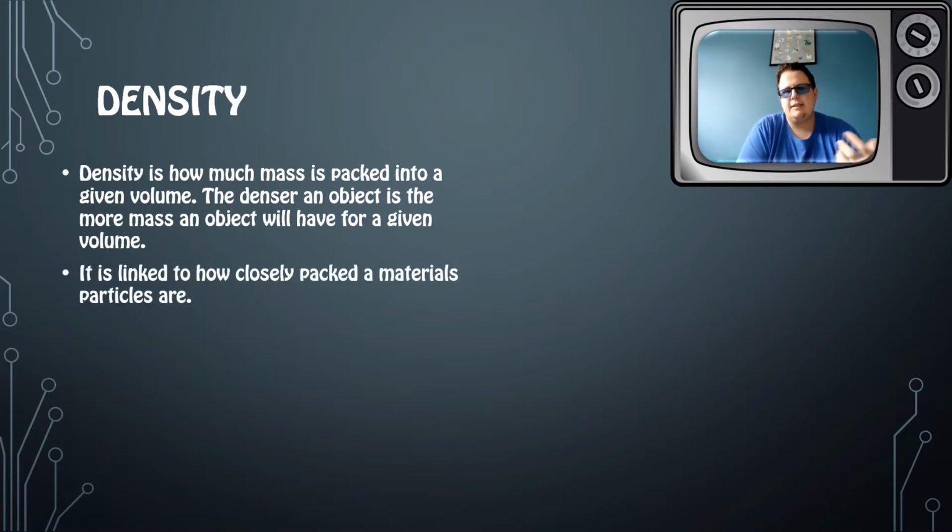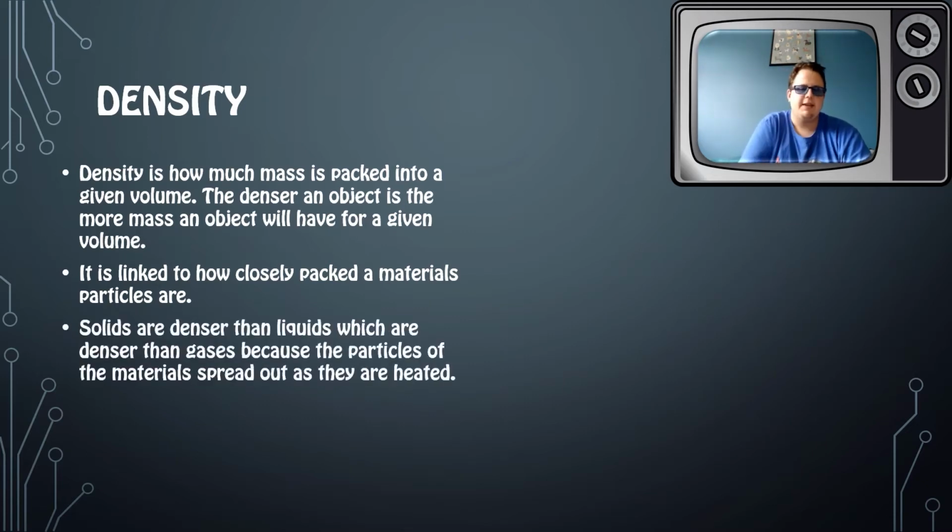And the density is linked to how closely packed the material's particles are. The more of the particles we can get close together, the more dense the material is. Because generally the masses of most of the particles are very, very similar. And what affects the overall density is how close we can get those particles together.